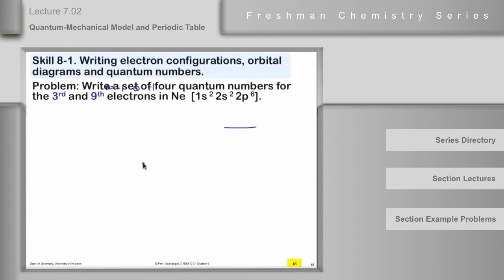Okay, so here's where we are. Here's a skill. Write a set of 4 quantum numbers for the 3rd and 9th electrons in neon. Okay, we just saw neon. So neon is 1s2, 2s2, 2p6 in the shorthand diagram here. In the box diagram, here's its 1s2, and here's the 2s and the 2p.